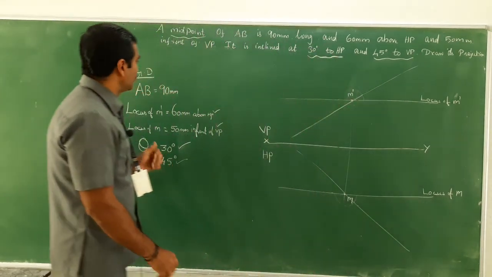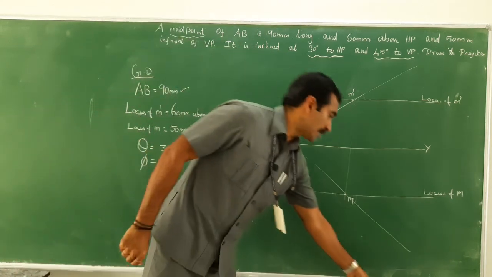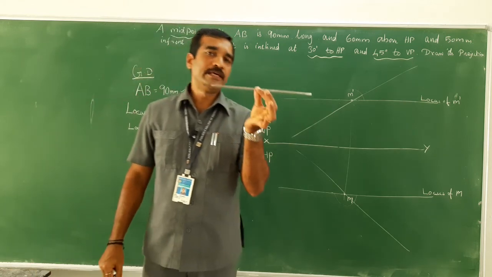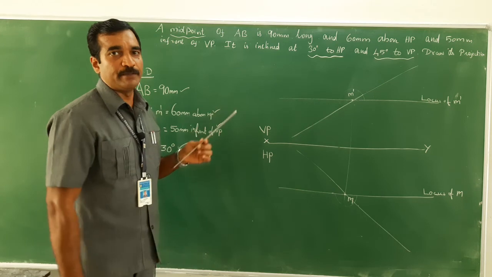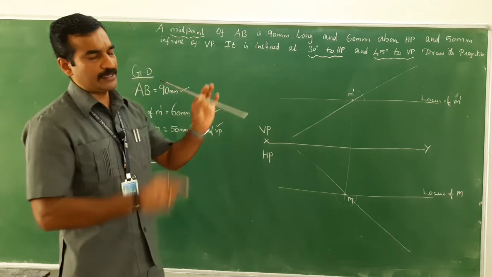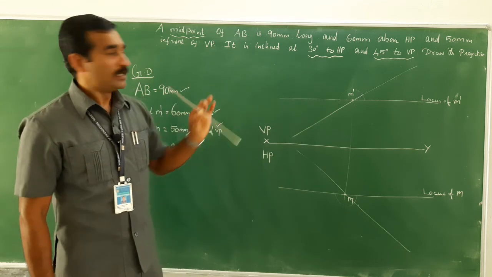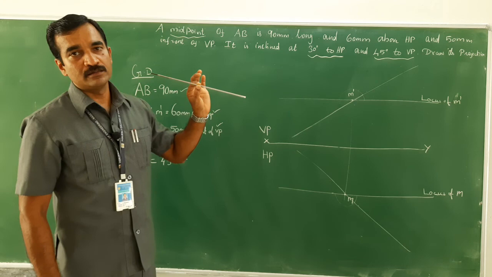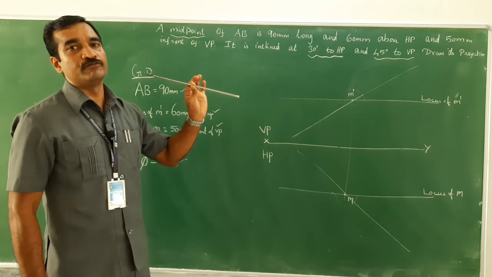So here the true length is given. True length is 90. Assume this is 90 mm. What would be the midpoint or center of this straight line? It could be 90 by 2. So 45 is the midpoint of this particular object, right? Suppose it is 60 mm, then it could be 30, right? The midpoint would be 30. If it is 100, then the midpoint would be 50.